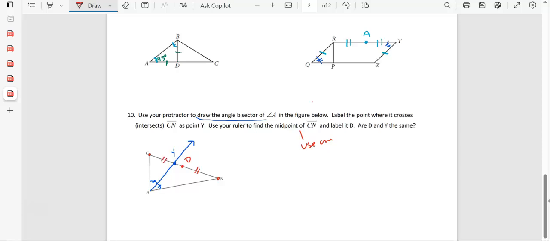Now, it could get a little confusing here because we have this Y and this D. So sometimes we can label it like this so that we know that we're talking about CD being congruent to DN. Are D and Y the same? And the answer here is no, they are not. But, spoiler alert, there are some times when we do bisect an angle and the point where it intersects the opposite side actually is the midpoint of the opposite side, and we are going to investigate that later.